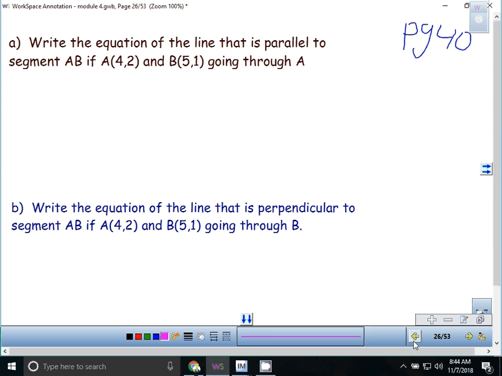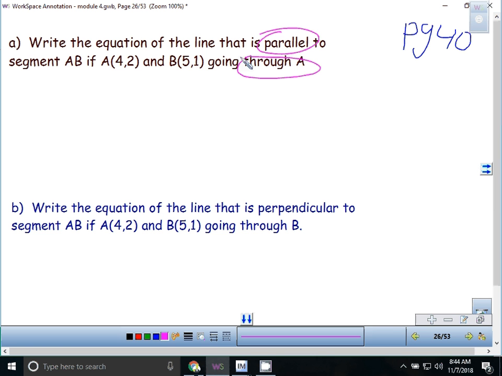Now notice the difference. Part A, write the equation of the line that is parallel. What do we do when it says parallel? We use the same slope. That's right, we use the same slope, don't we? And I want to go through A. So you're going to use 4, 2.